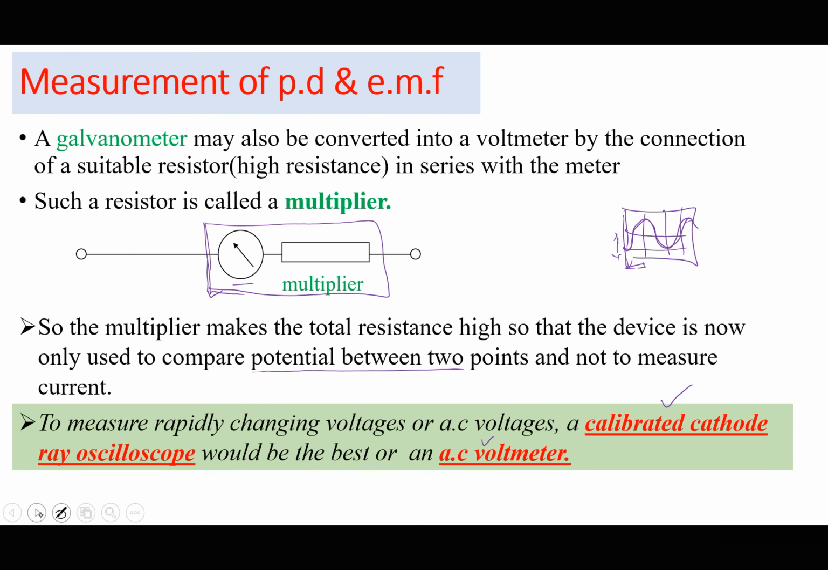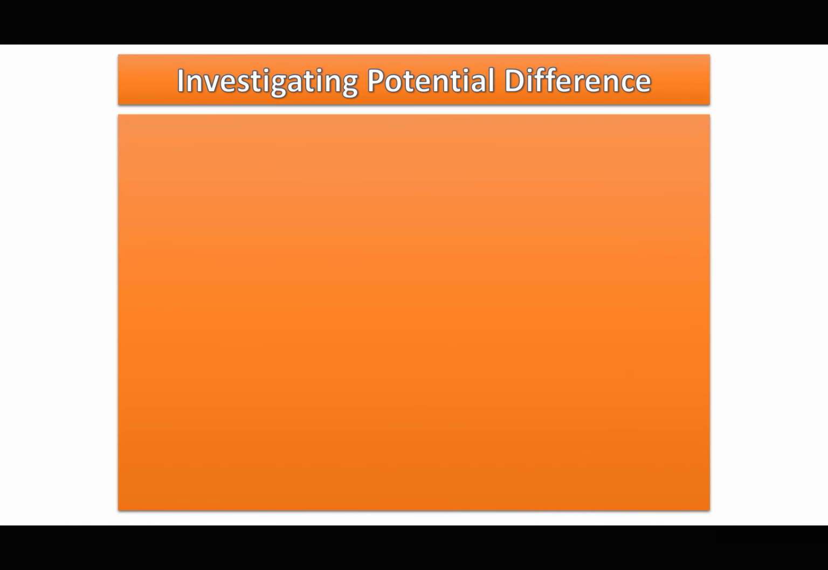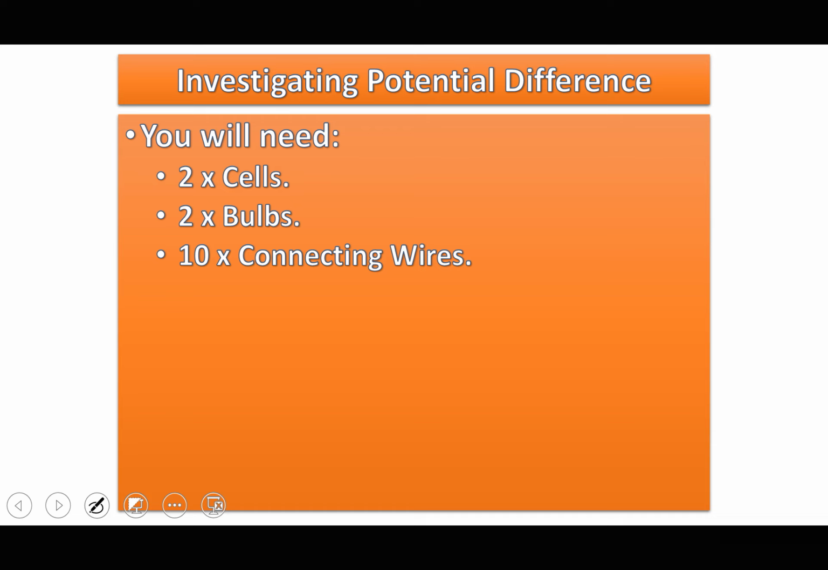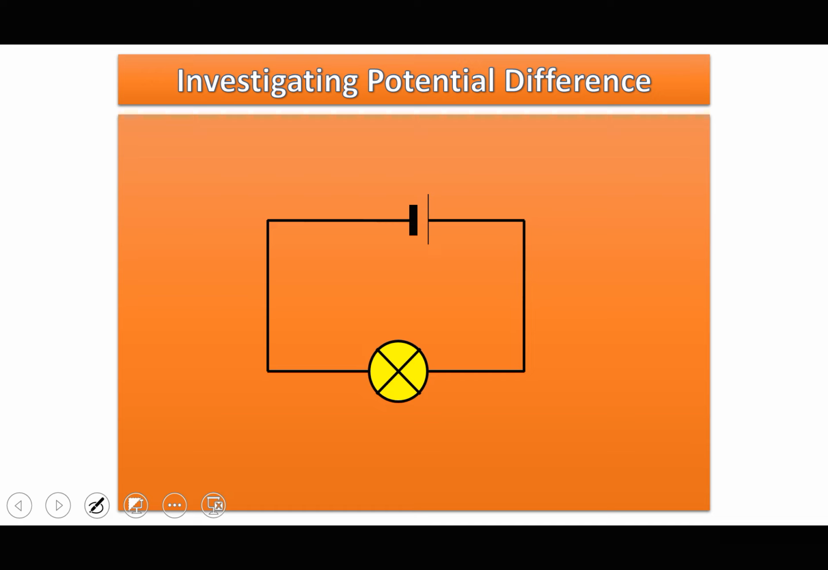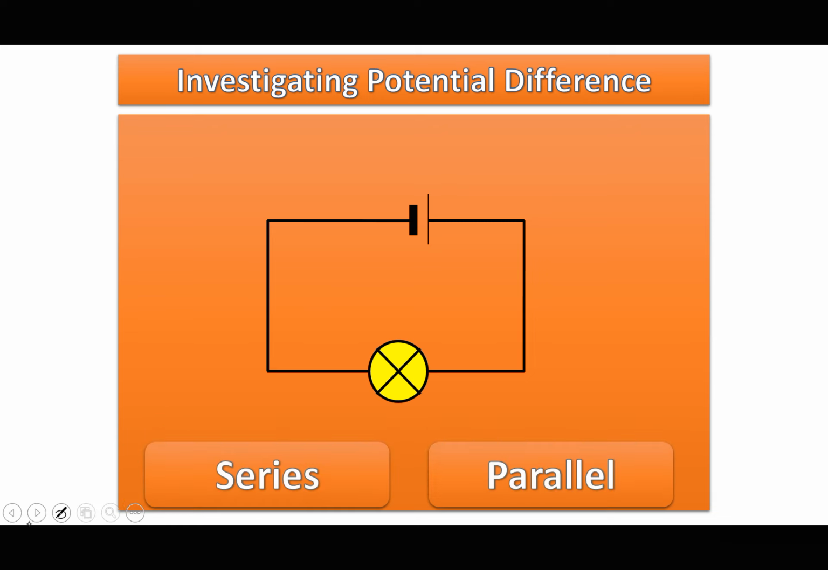So at your free time or in your laboratory, you can investigate potential difference. You need two cells, you need two bulbs, you need about 10 connecting wires. And I expect you to set up your apparatus just like this. So connect your circuit in this nature.